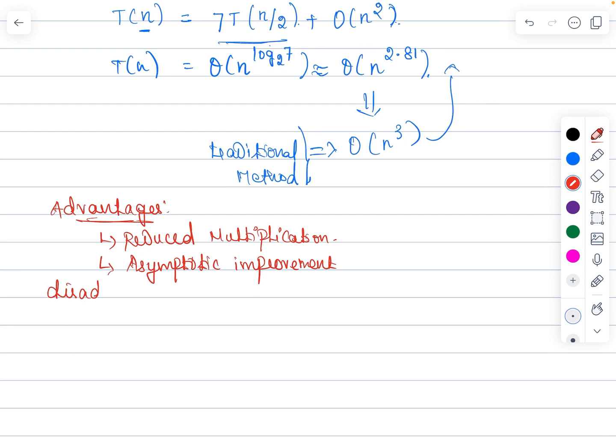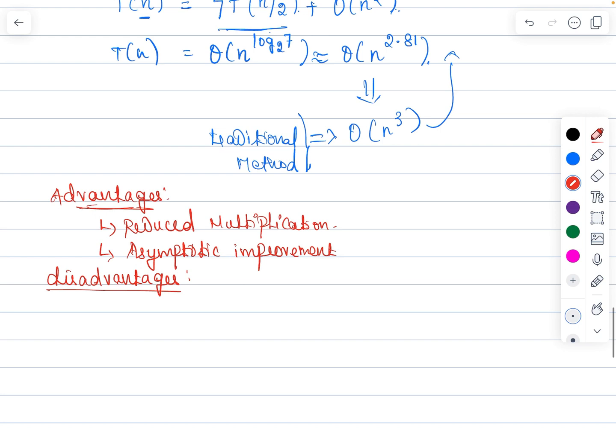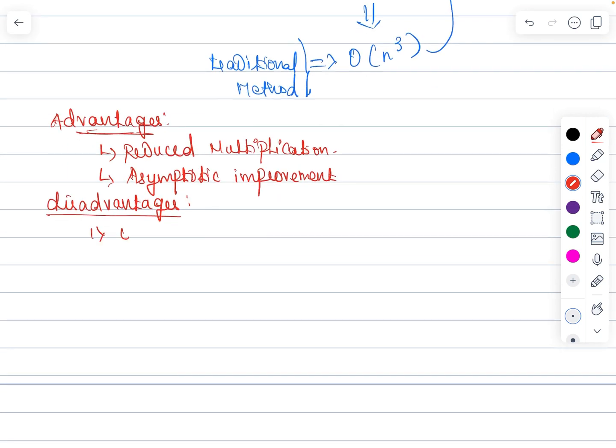When it comes to disadvantages of Strassen's matrix algorithm, the first one is overhead, which means the additional additions and subtractions introduce overhead, which may make Strassen's algorithm slower for small matrices compared to the traditional method. The second disadvantage is memory usage. The recursive nature of Strassen's algorithm requires additional memory to store intermediate matrices, which can be a disadvantage for very large matrices or systems with limited memory.